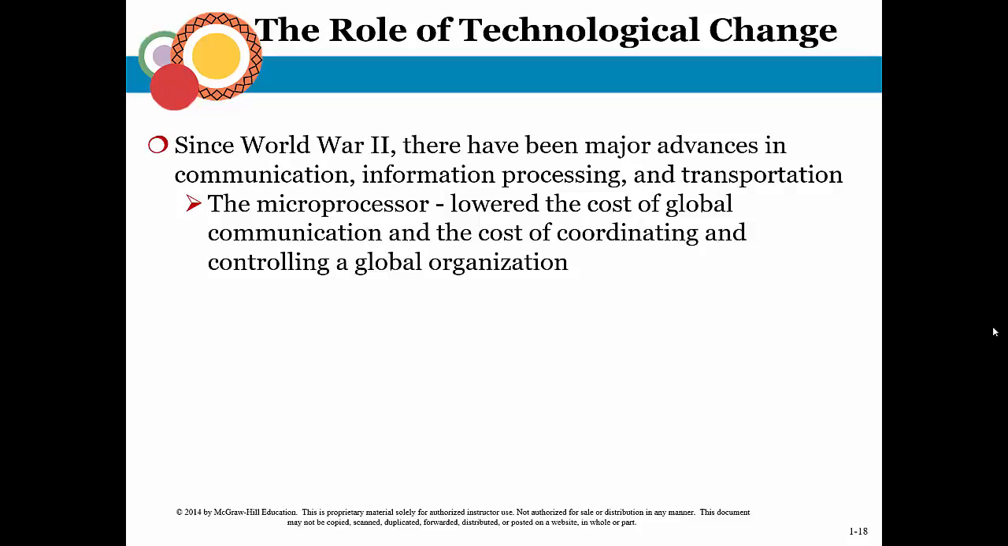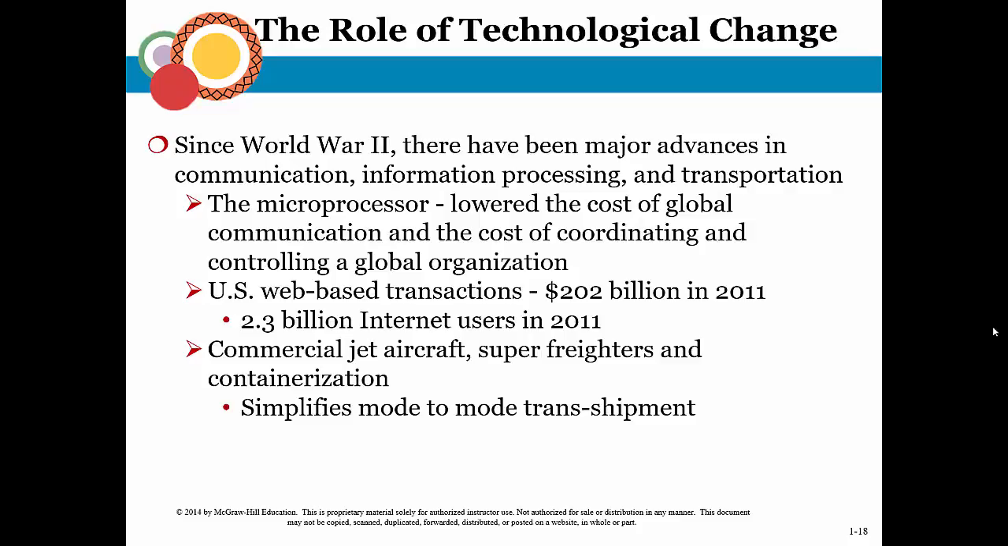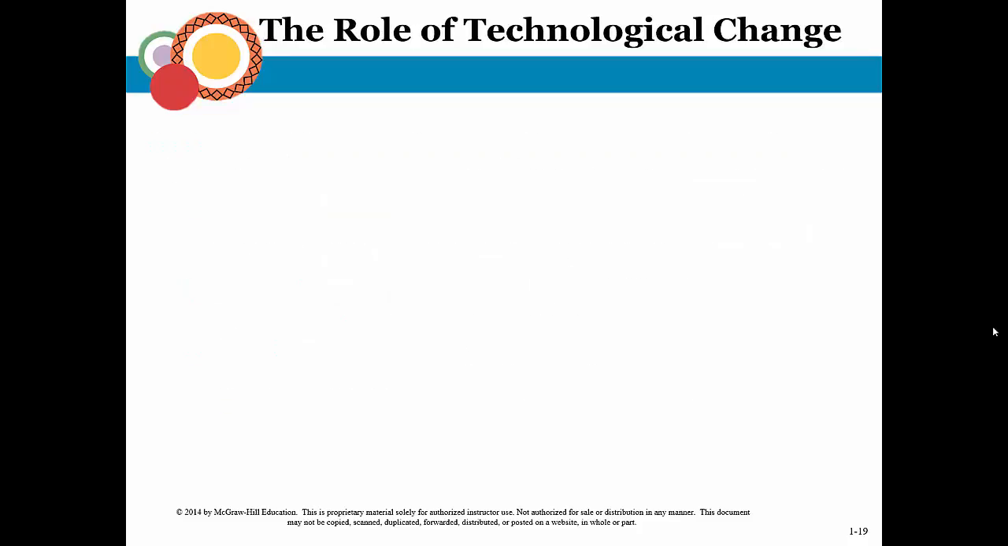In the US, web-based transactions account for $202 billion since 2011. And there are over 2.3 billion internet users in 2011, essentially, and that number is only growing as internet becomes faster and more accessible across the globe. This globalization is going to continue. Markets interacting with other people, buying products from other countries. Commercial jet carriers, super freights have also simplified transportation, and it's cheaper to essentially move product around the globe.